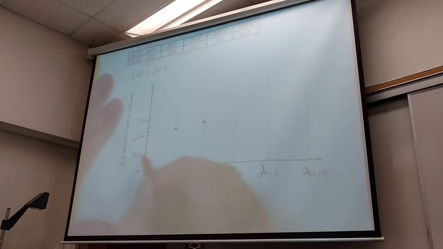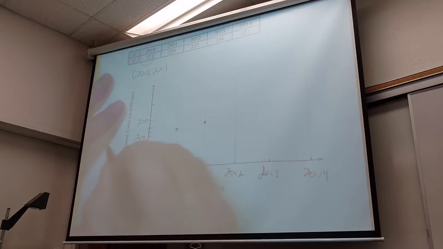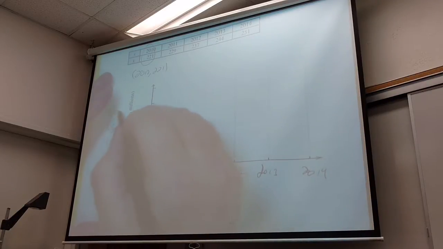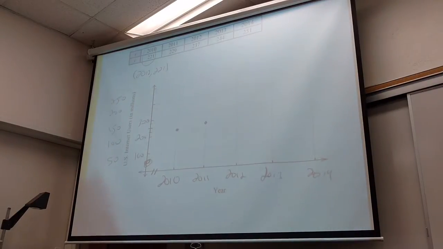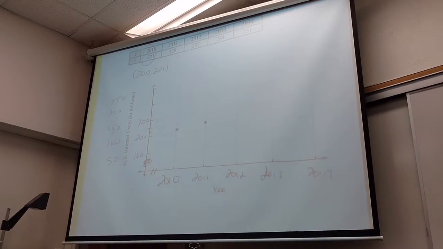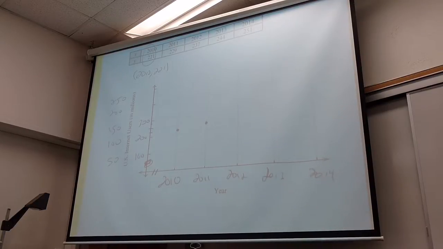So she's saying we could have done 50, 100, 150, 200, 250. That would have been nice, right? It would have. What would that have done for me? My points would have been pulled apart a little bit. I would have seen the ups and downs a little better. But since you have a 251, I would have just put it right above it. Not a big deal.